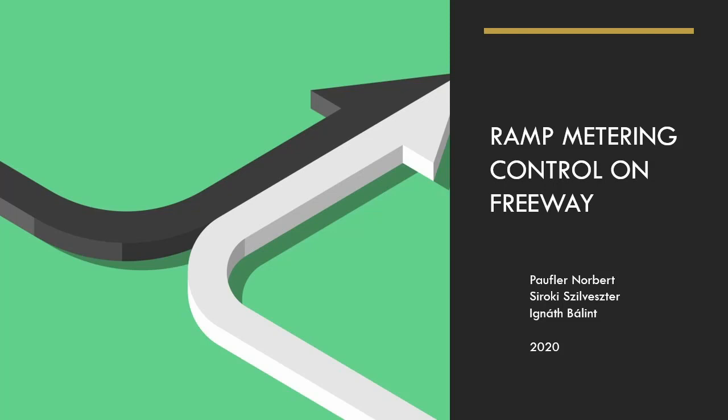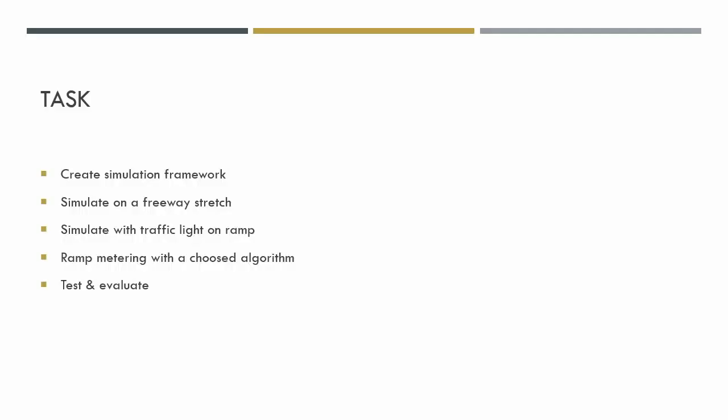Welcome everyone, we would like to present our homework called RAM metering control on freeway. The task was to create a simulation framework with the help of SUMO. We used the freeway stretch to simulate the traffic flow and place the traffic light, and some loops as well for measuring the values. We had to choose an algorithm to control RAM metering, and we will present some figures at the end.